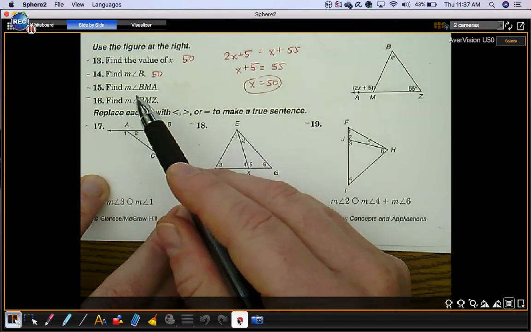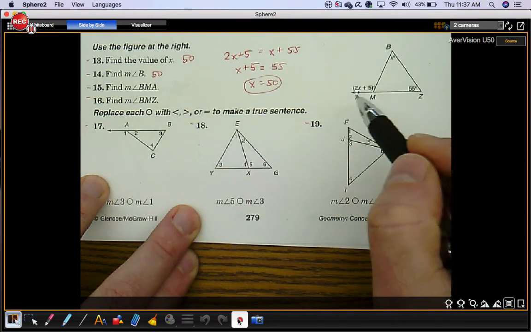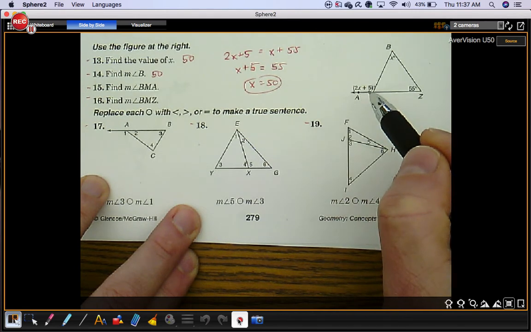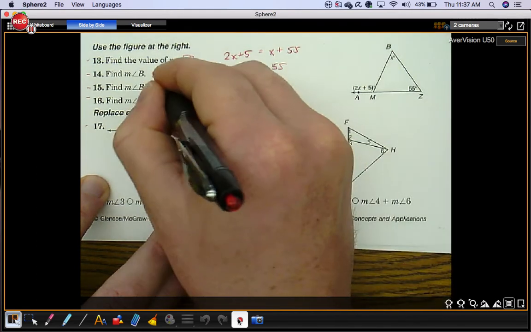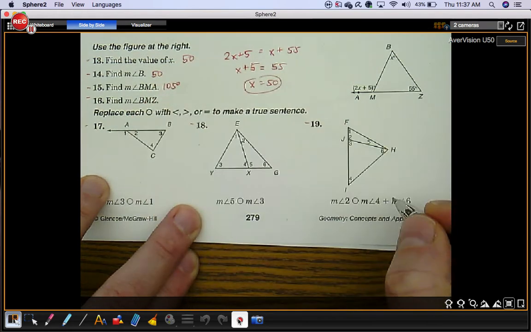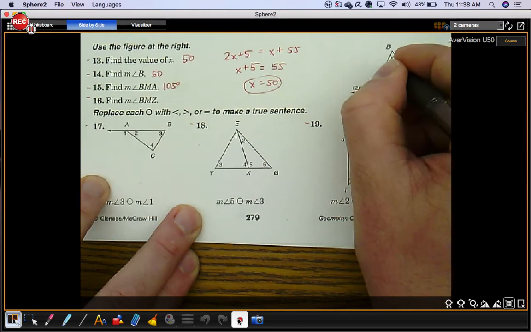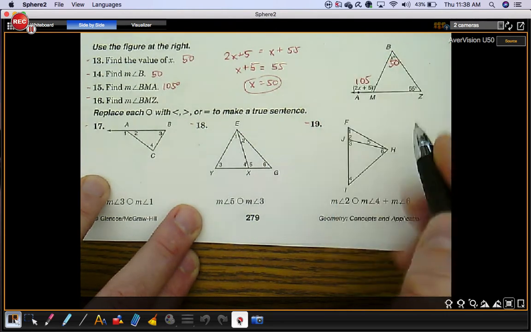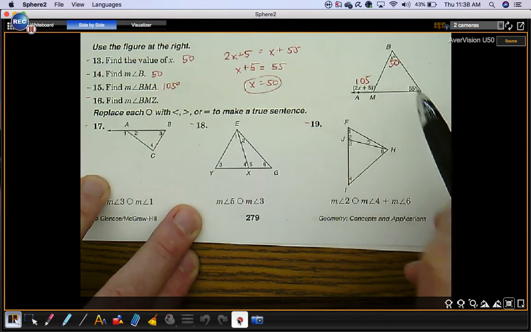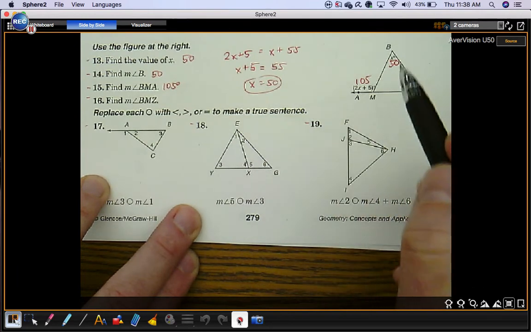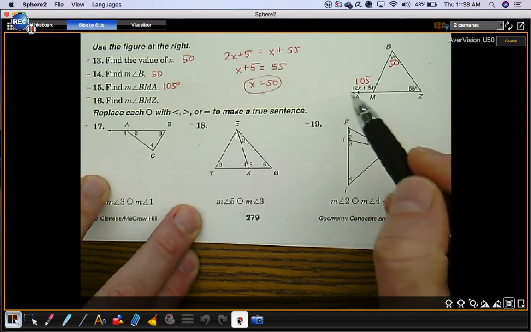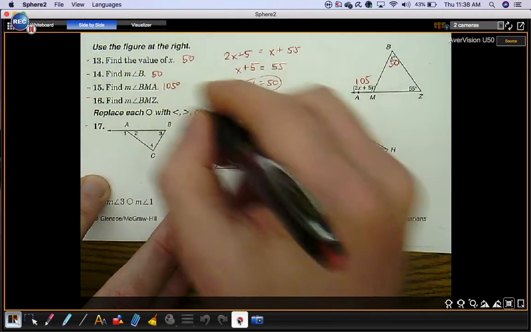Number 15, find the measure of angle BMA. That's this guy out here. 2 times 50 plus 5. 2 times 50 is 100, plus 5 is 105 degrees. And that should make sense because 105 is the same thing as 50 plus 55. Find the measure of angle BMZ. Well, if that's 105, this is a linear pair with it, it's got to be 75.